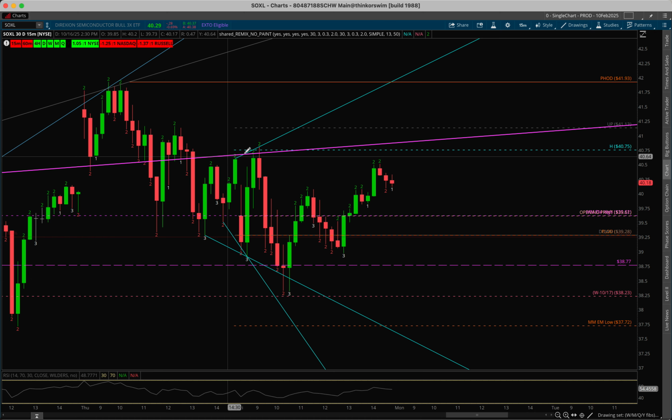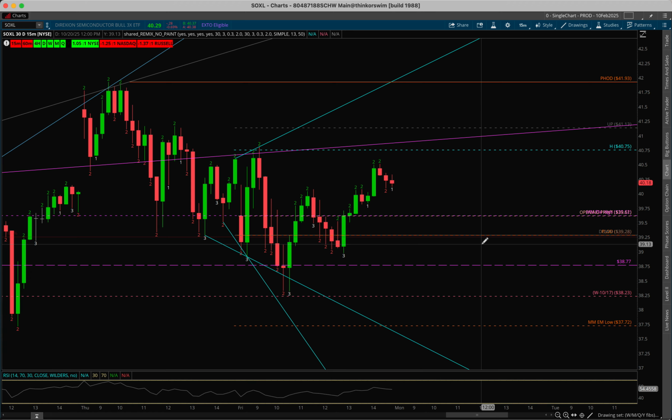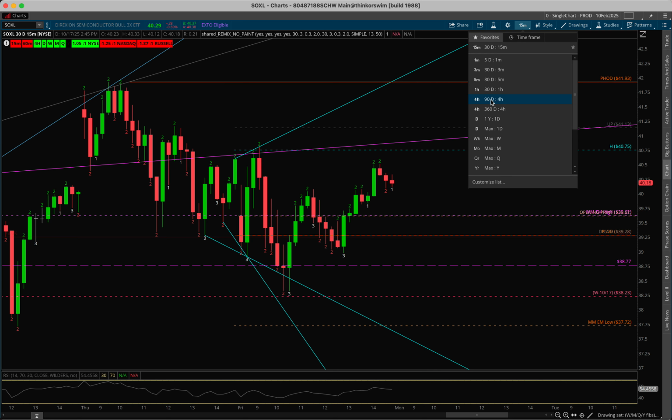But we do have to keep in mind this weekly broadening formation, and then we'll look at the charts for tomorrow, for Monday, to see what the levels look like from a more horizontal level perspective and not just broadening formations.